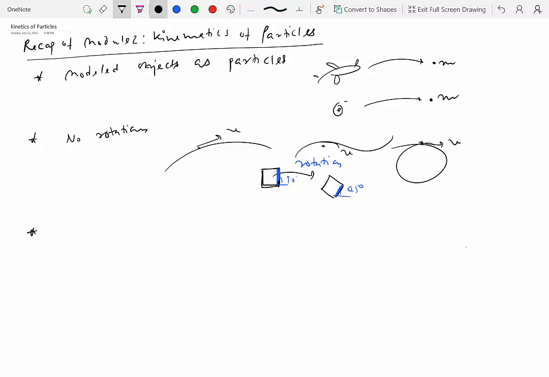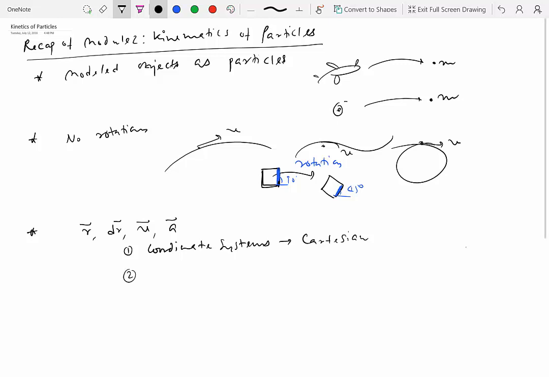The other things we talked about in kinematics of particles were three primary quantities: position vector, differential displacement vector, velocity, and acceleration. There were three coordinate systems in which we investigated each of these quantities of interest. The coordinate systems were Cartesian, tangent normal, and polar or r theta system.